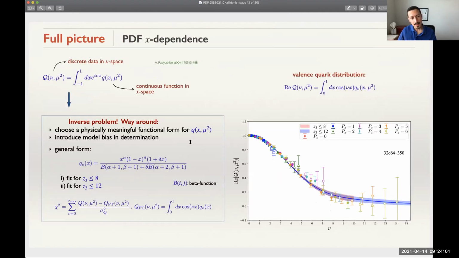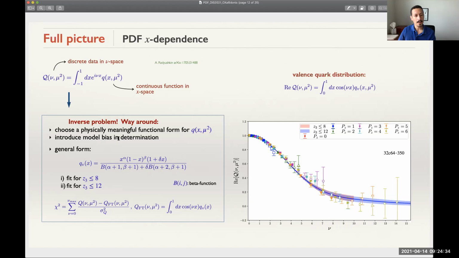All right, so the next step is to construct the X dependence of the PDF, and we need to perform a Fourier transform. However, this is an inverse problem, as we say, because we have discrete data in the nu space on the left-hand side, and on the right-hand side, we have a continuous function in X space. One way around this, perhaps the first iteration, is to choose a meaningful functional form of the X dependence, which actually introduces a model bias in this determination.